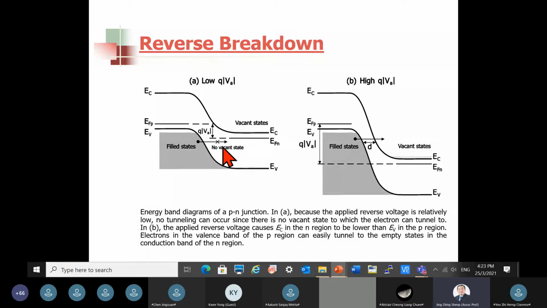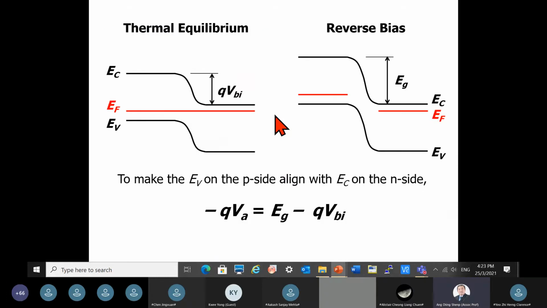Okay, so what is the minimum reverse bias needed for quantum mechanical tunneling to happen? Well, it's quite easy to understand that. So let me go to one slide and show you that. Now you do not have this. You can take this down if you wish.